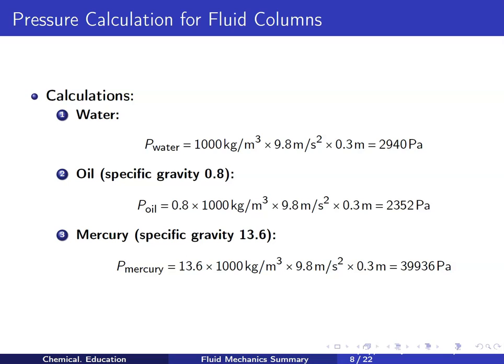If we take oil and it is filled 3 meter, so bottom of that column, what will be the pressure? So that will be 2352 Pascal. For mercury, that will be 39936 Pascal. So simply we just use P is equal to rho gh. From that we can easily calculate.